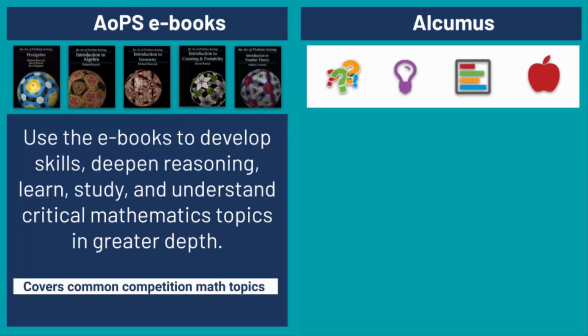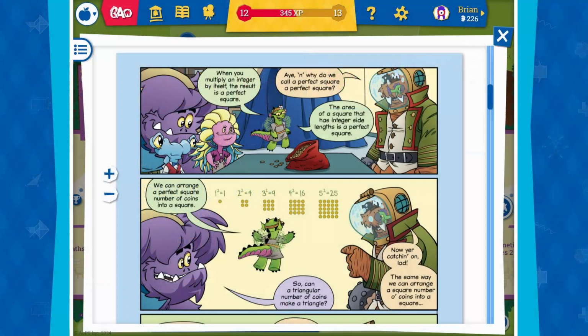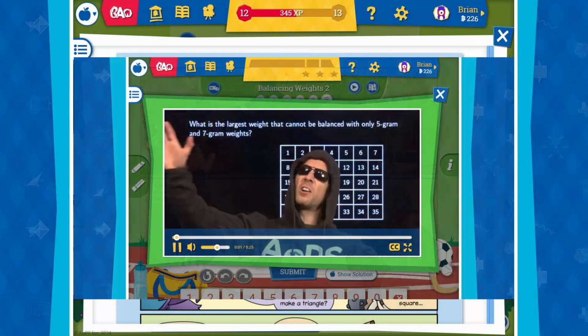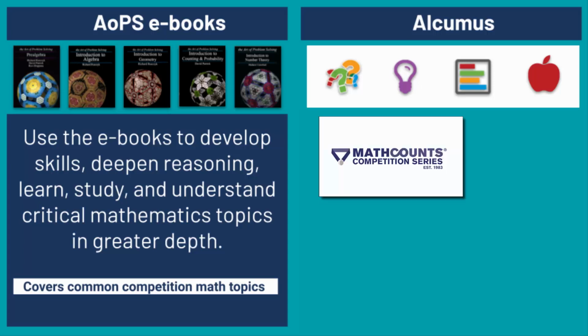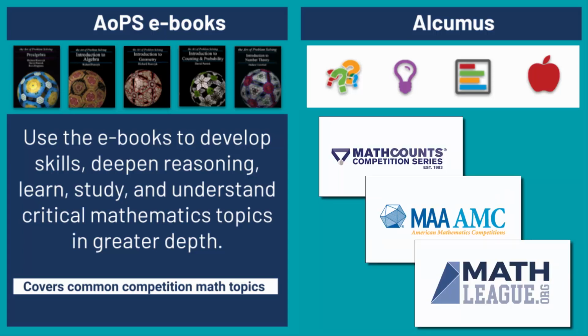If you've used Beast Academy, think of the ebooks as the instructional components like the graphic novels and the videos. You'll want to use the ebooks to develop your skills in deepening your reasoning, and also to learn, study, and understand critical mathematics topics in greater depth. These 5 ebooks cover most of the content you'll see at competitions like Math Counts, AMC, and Math League.